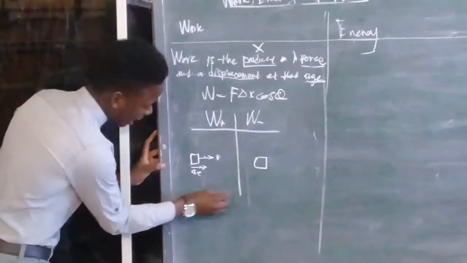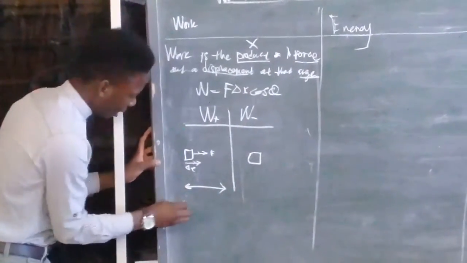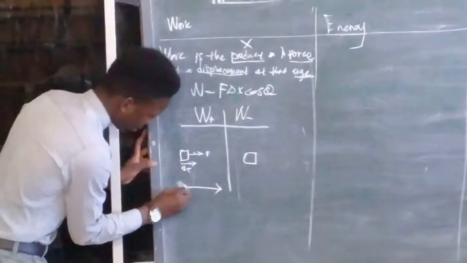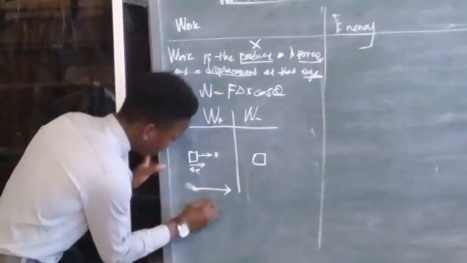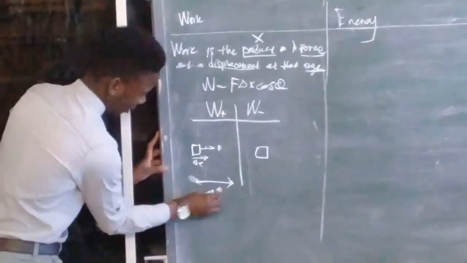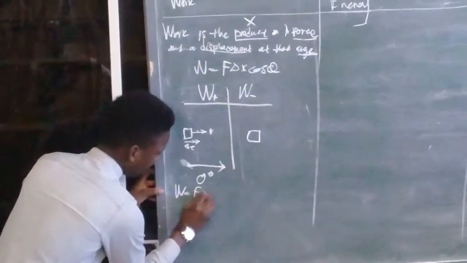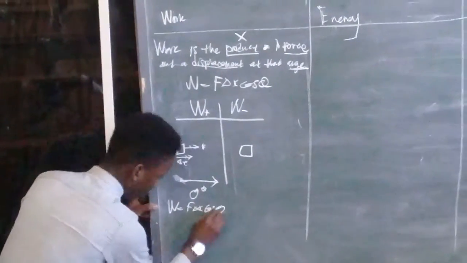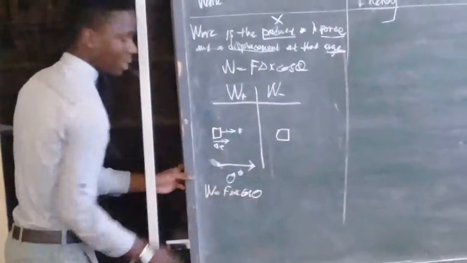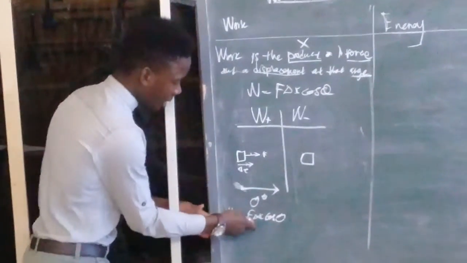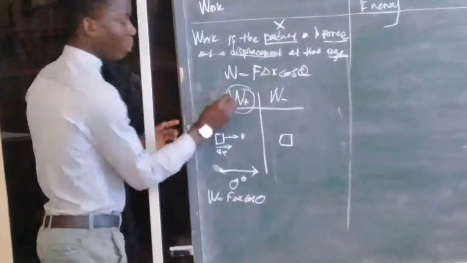If they are parallel, let me show you by a vector. It means the angle between these two is 0 degrees. It means we are going to have W is equal to F changing x cos 0. And then we know that if we punch our calculator, cos 0 is equal to 1. It means the force is positive and the displacement is positive. It means our work will be positive.